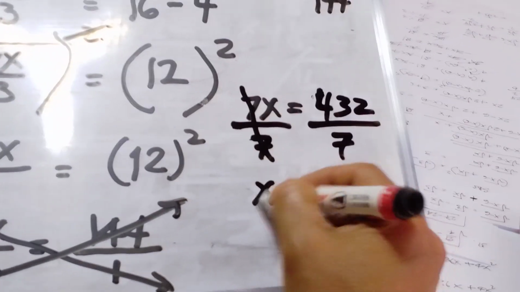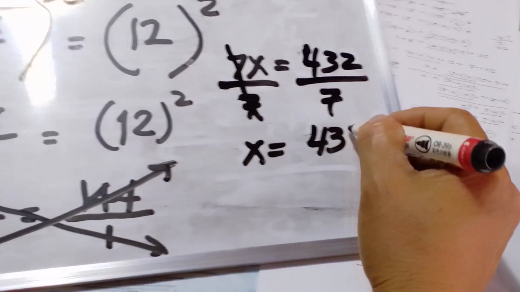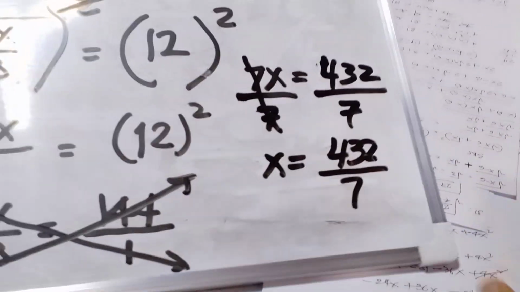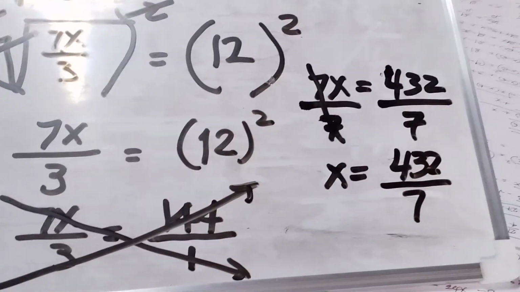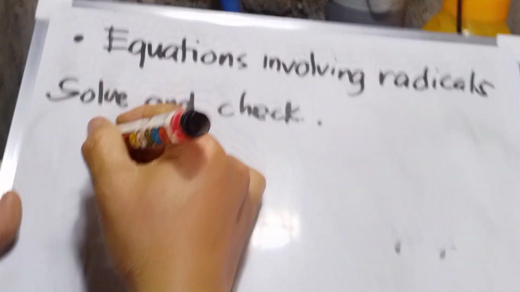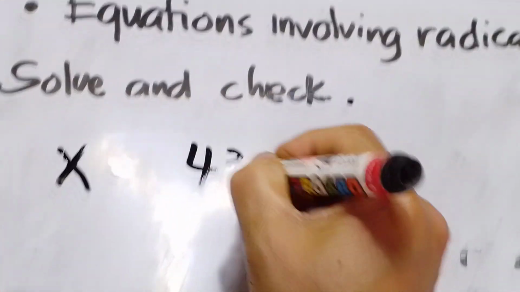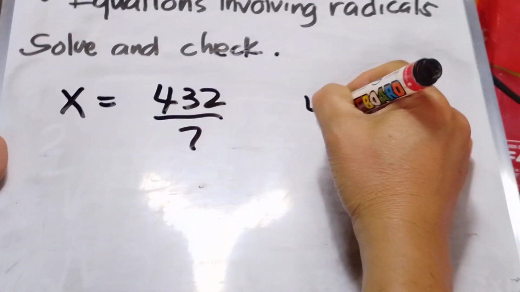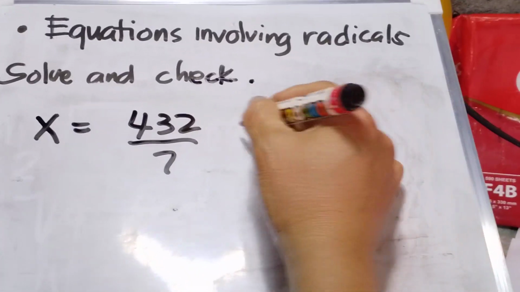Cross out 7. So x will be 432 over 7. Now what is 432 over 7? So I need to divide this one. 432 over 7. So 432 divided by 7.